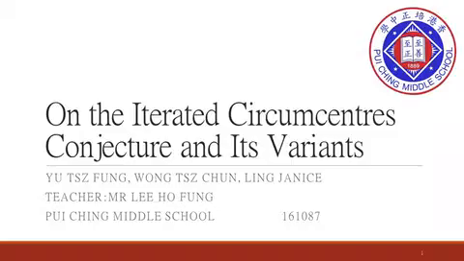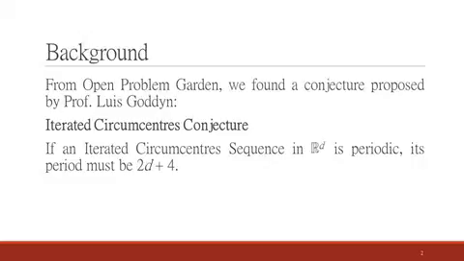Our topic is on the iterated circumcenters conjecture and its variants. The conjecture is proposed by Professor Louis Godin, and it states that if an iterated circumcenter sequence, ICS, in D dimension is periodic, its period must be 2D plus 4.